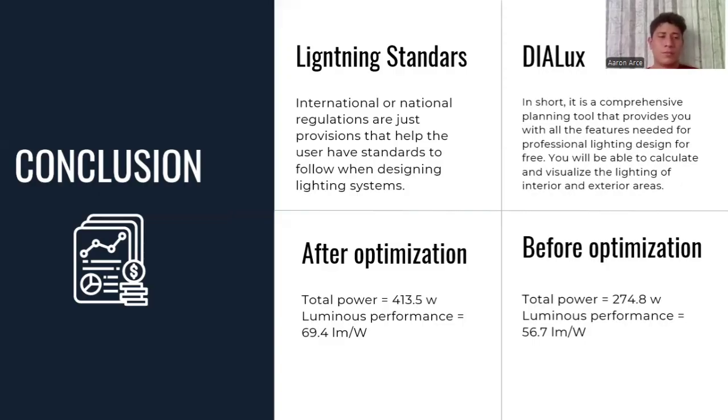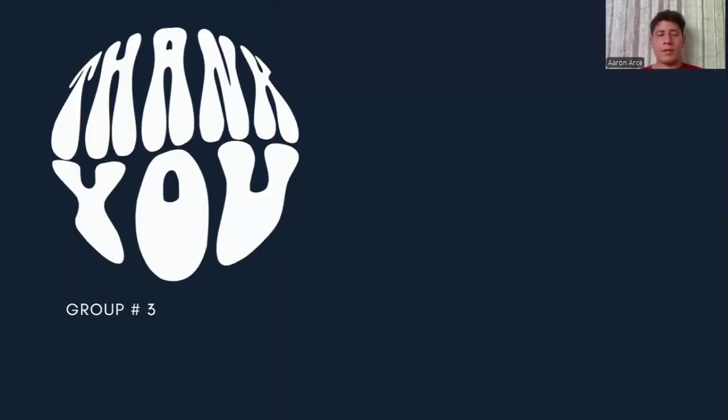After the optimization, we noticed that the lighting was better distributed and reached the entire house. We can highlight that although the lighting performance is lower after optimization, there isn't much difference compared to the total power consumed. Total power is reduced because of the optimization. Thank you.